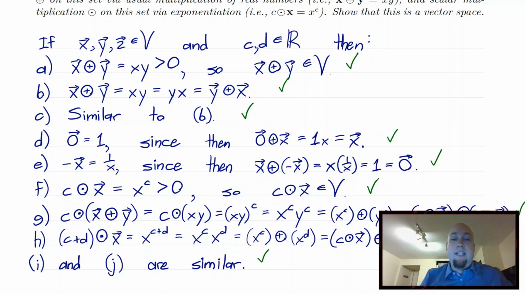So yeah, negatives exist. And also this 1 over x, as long as x is positive, 1 over x is also positive. So it's also in the set. So I can do this.